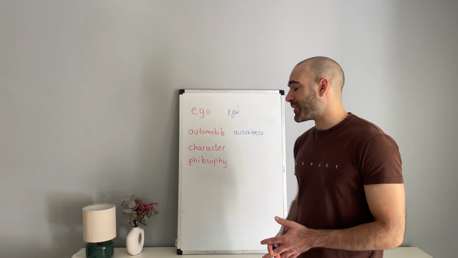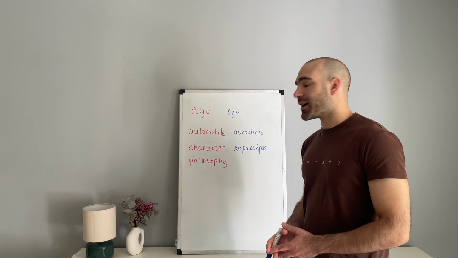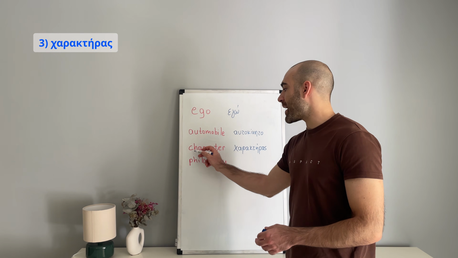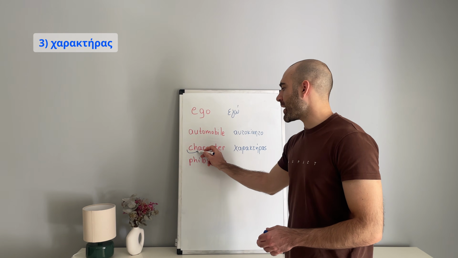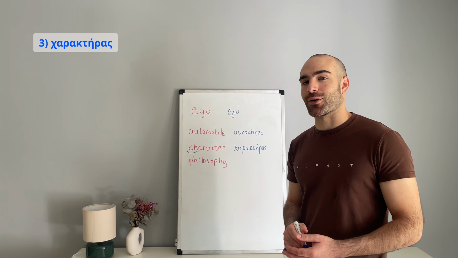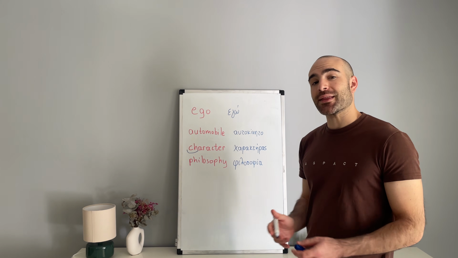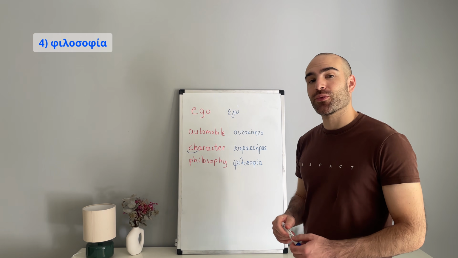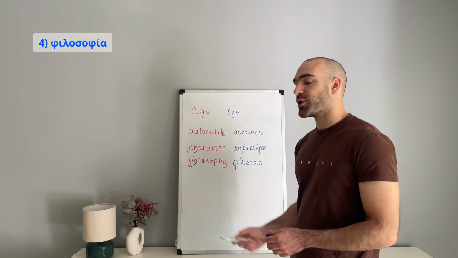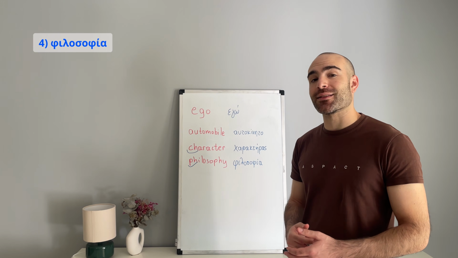And then we have an English word which is character. In Greek, that becomes χαρακτήρας. Whenever you see a CH in English, it's very, very likely that there's a Greek word hiding in there. And then lastly, we have philosophy, and in Greek that becomes φιλοσοφία. And again, when you see a PH here, it's also a great indication that there's again probably a Greek word hiding in there as well.